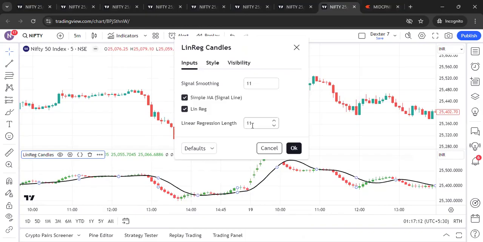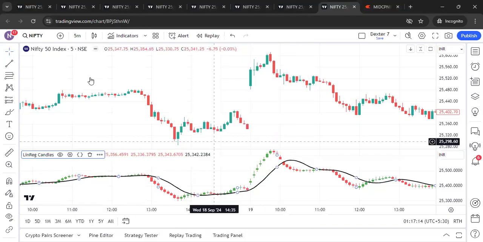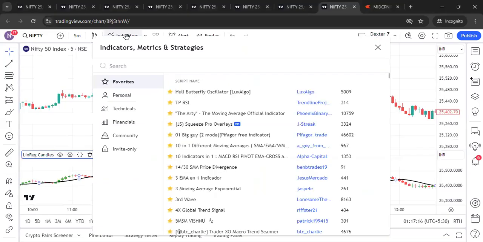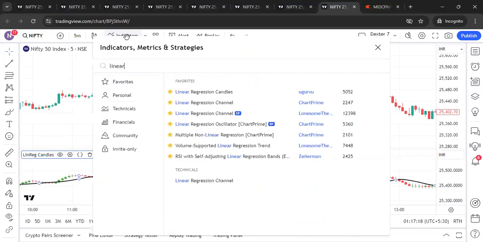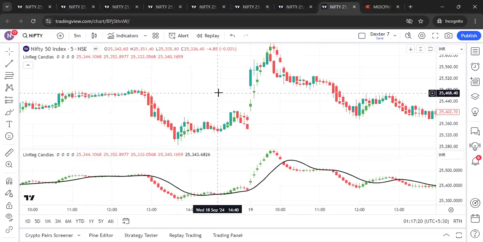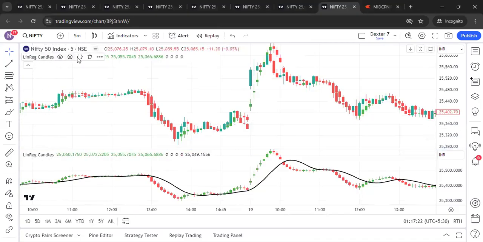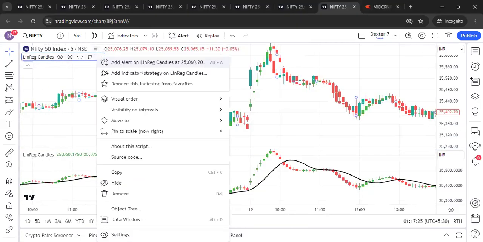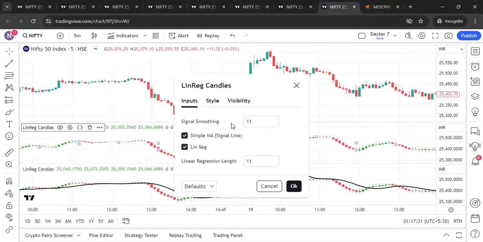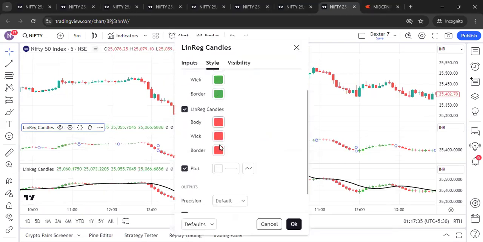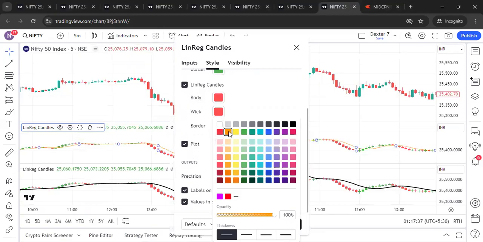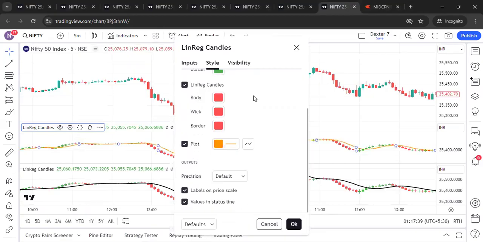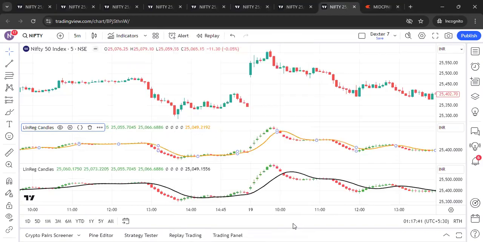Signal smoothing is 11. The regression length is also 11. A lot of people use 7 and 11 also as far as this indicator is concerned, so I'll add it also. We'll do the same thing. I'll go to these three dots, go to the move to tab and add it into a new pane below. You see, we'll just change the signal smoothing to 7, and change the style to, let's say, orange. I'll leave it to you to see and compare which one works for you.